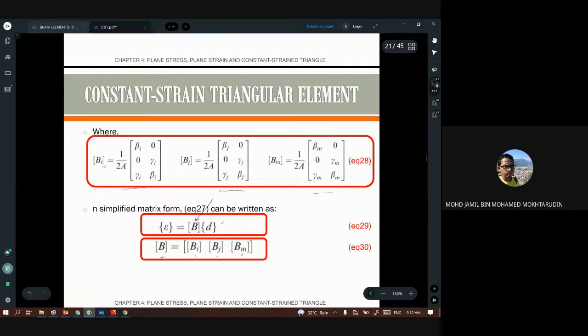Beta and gamma will later be used to calculate matrix B, and matrix B will be used to calculate the strain. So strain equals B times D, and first you need to construct B. B has 3 columns, BI, BJ, and BM, each a 3 by 2 matrix. So later on your B will have 3 rows times 6 columns.